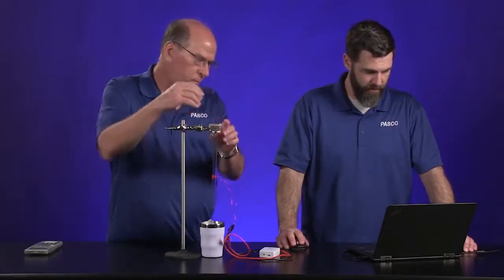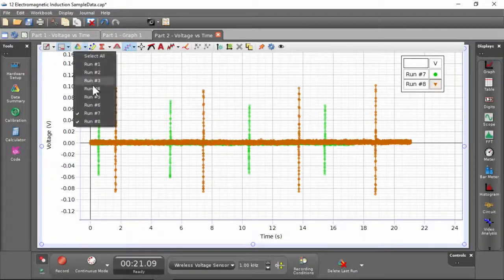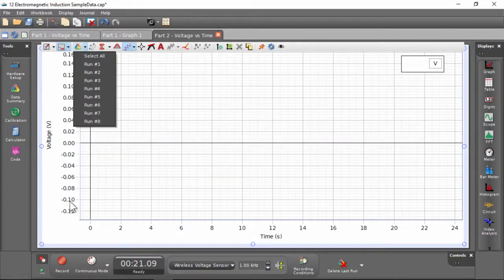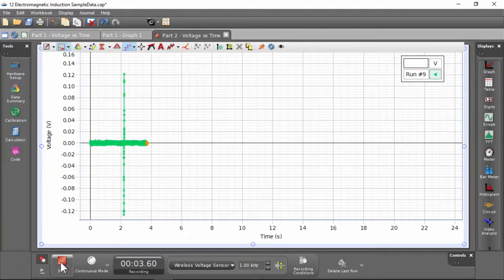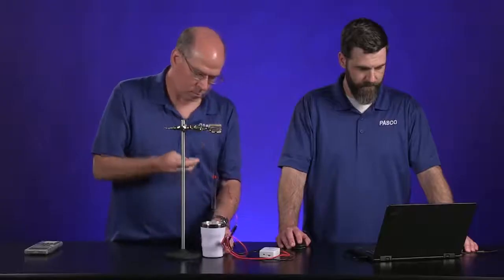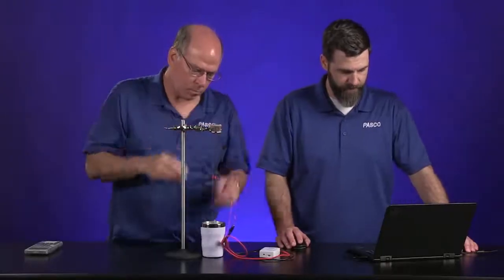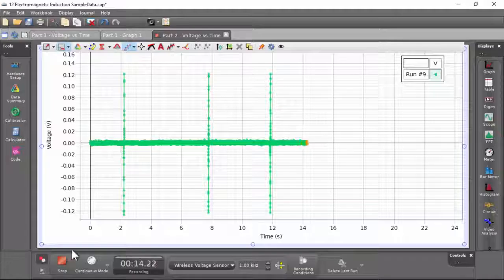Yep. Let me turn these off. They're not gone. I just hid them so we don't see them. All right. 20 centimeters. And the last one.